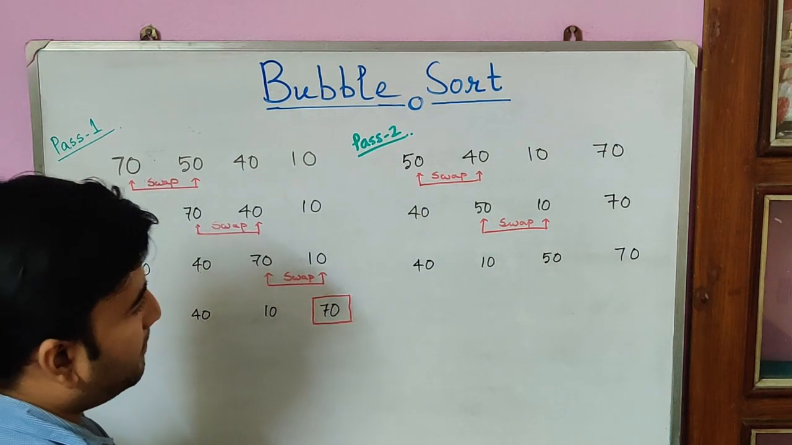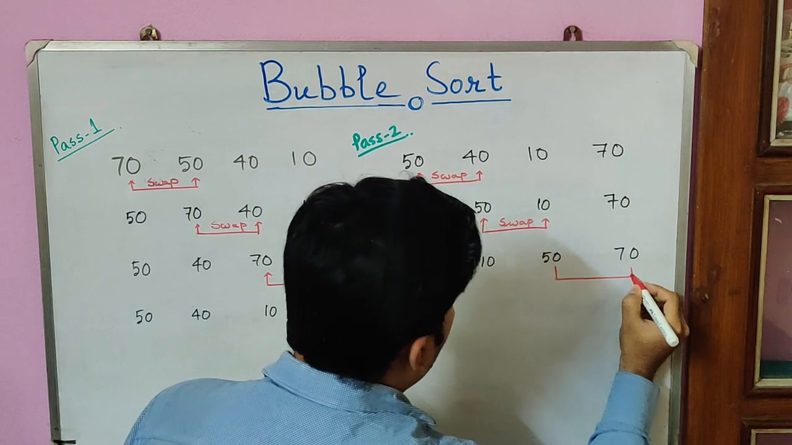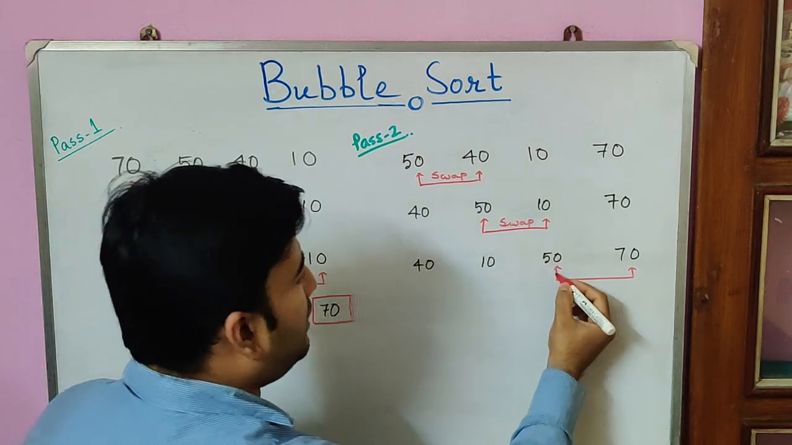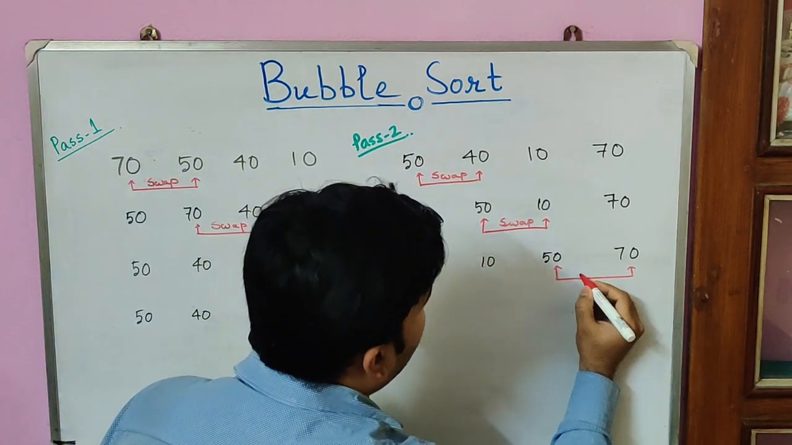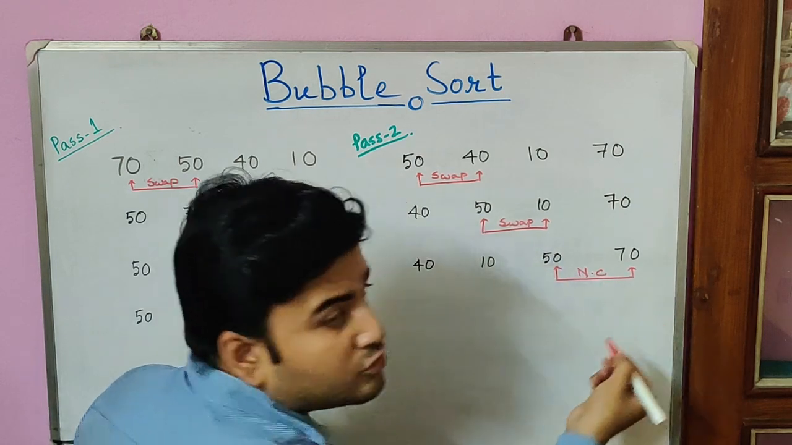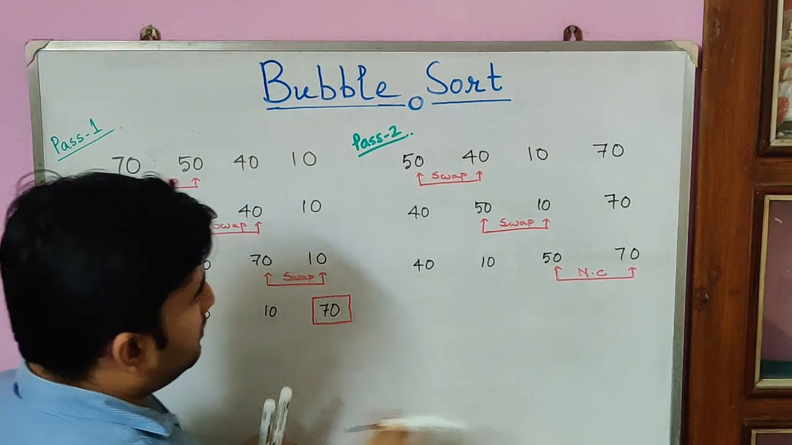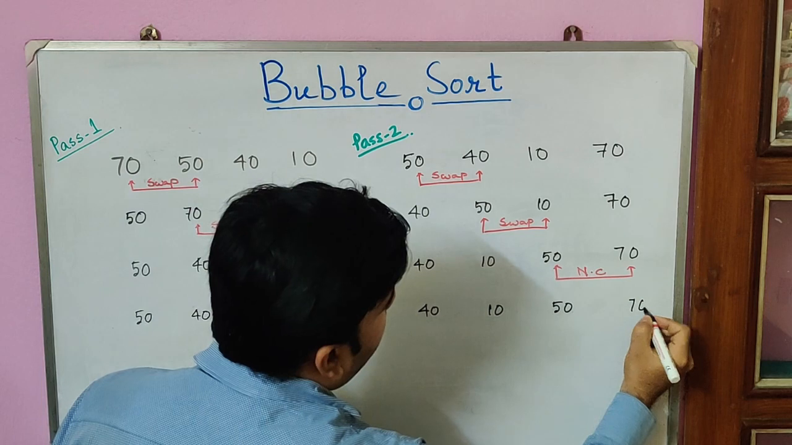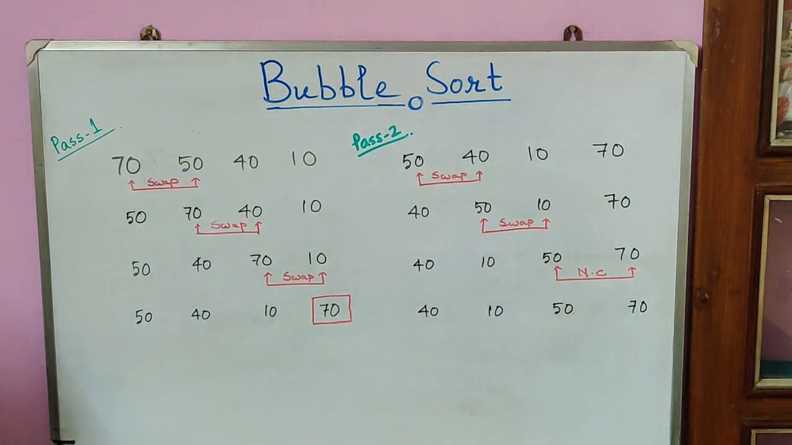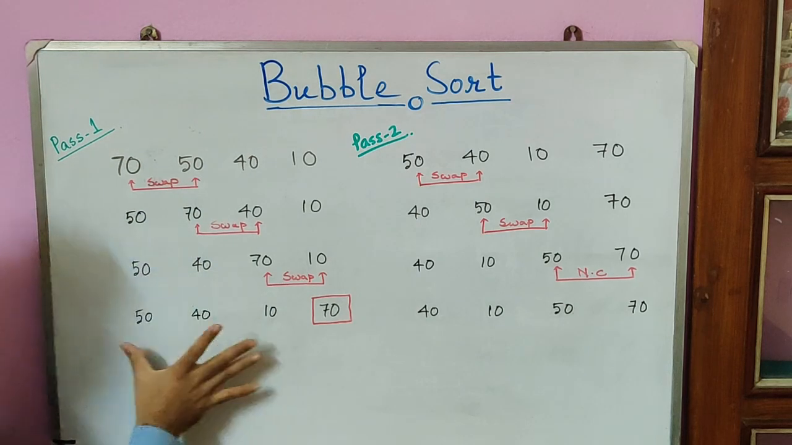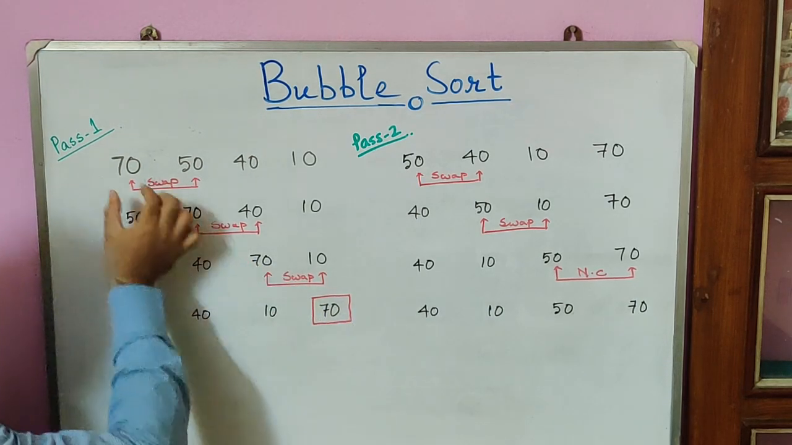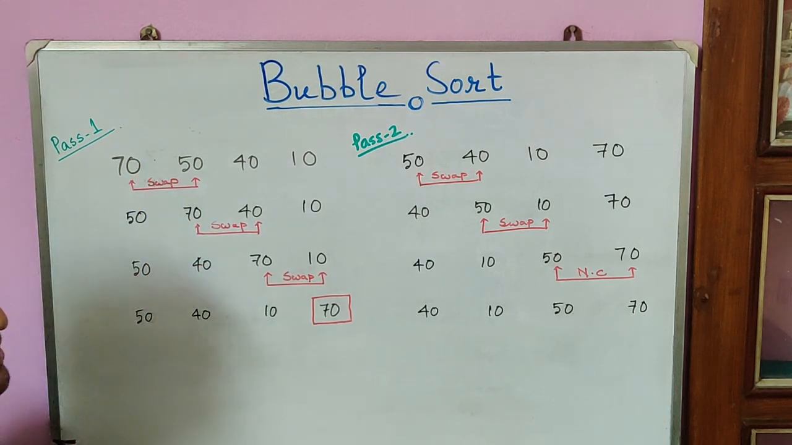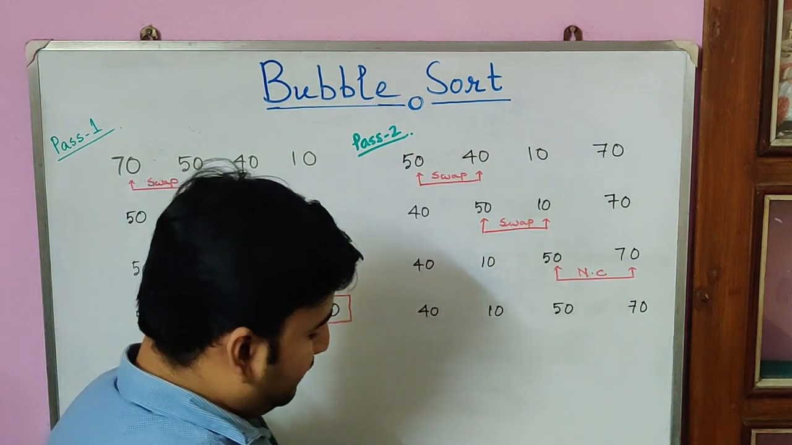Now the next one, 50 and 70. You can see these two, the last pair. 50 is less than 70, so no need to swap. So we write no change, which means no swap. So that is 40, 10, 50 and 70. After pass 2, we got this result where 70, the largest element, is at the last position. Now in pass 3 you can see 70 is fixed. I have already told you that 70 is fixed.